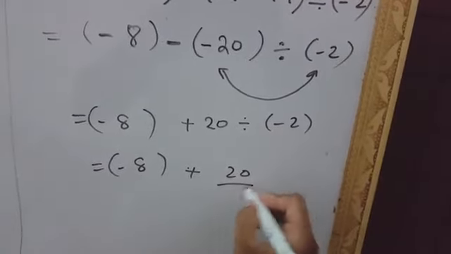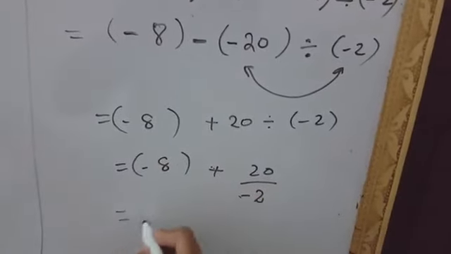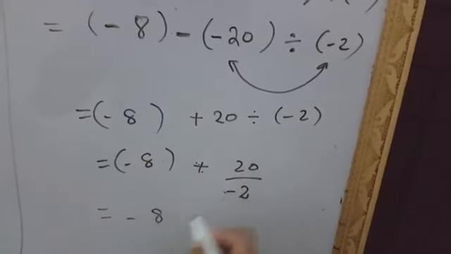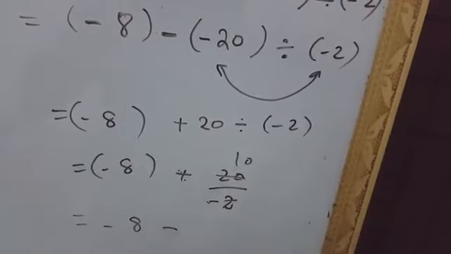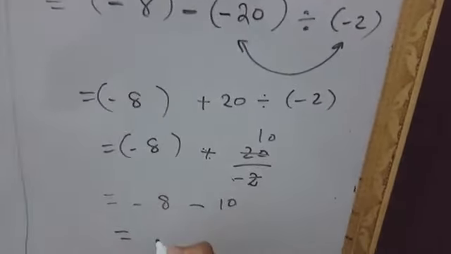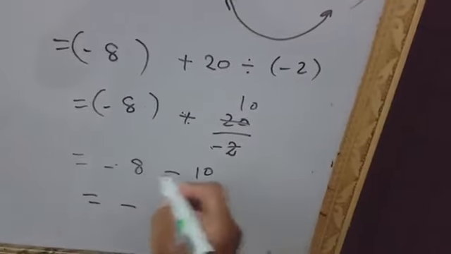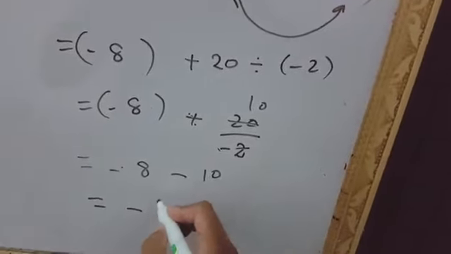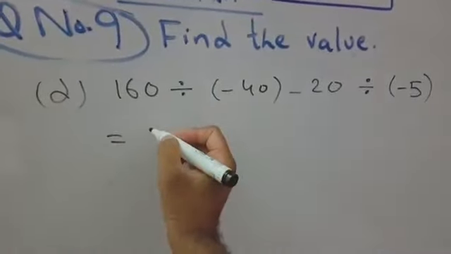20 will be divided by minus 2 like this, and plus minus again, plus minus, so 2 times 10 is 20, so 10 is the answer. Now bigger value sign is minus, and minus plus, 10 and 8 equal to 18, so minus 18 is the answer. Now let's quickly solve the last part.